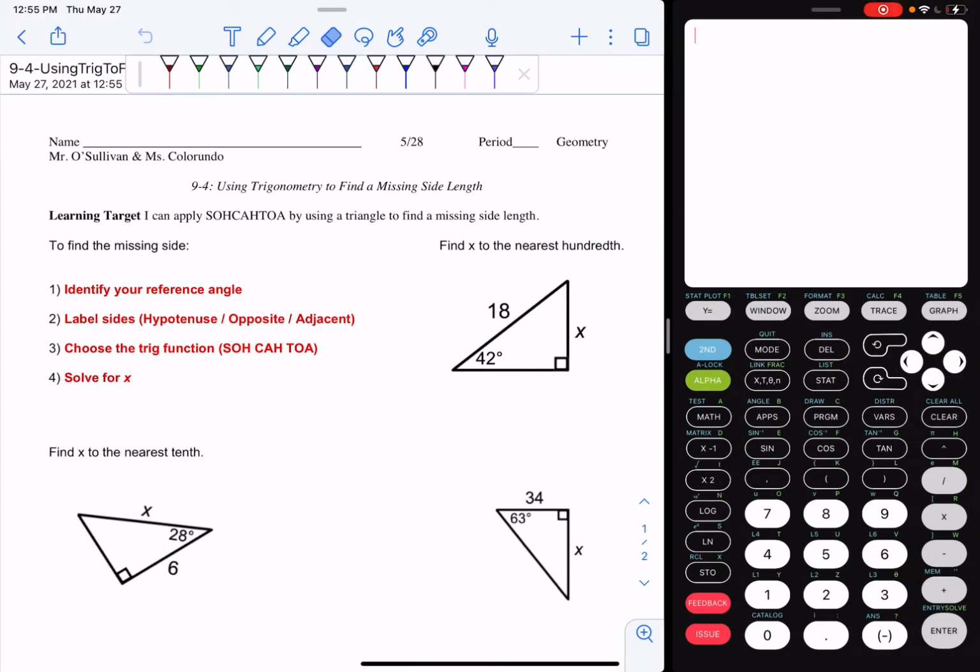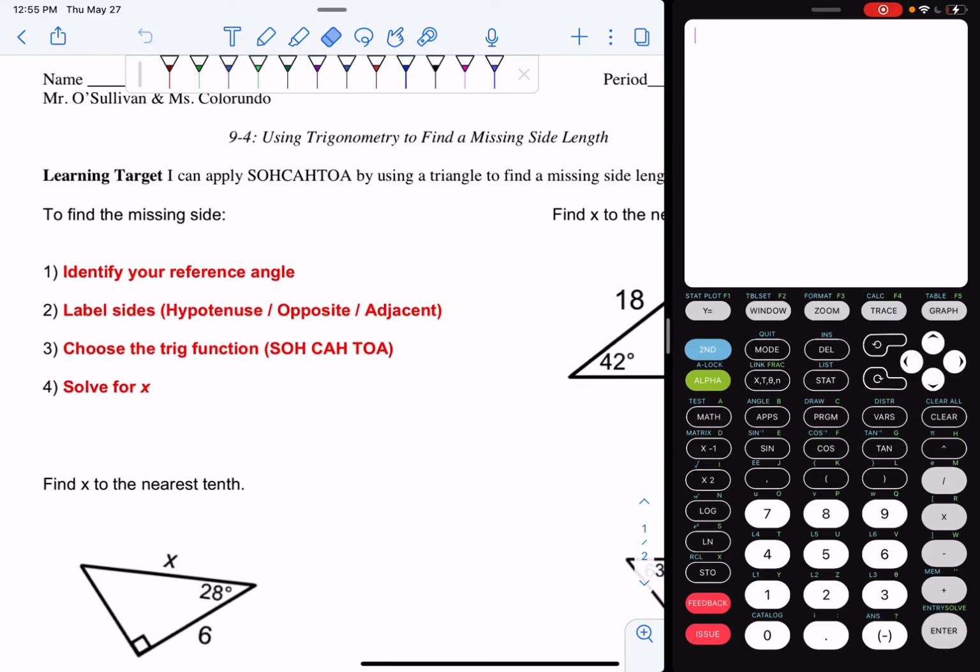Today we're going to be looking at lesson 9-4, using trig to find a missing side length. Today's learning target is: I can apply SOHCAHTOA by using a triangle to find a missing side length. So here's going to be our procedure.